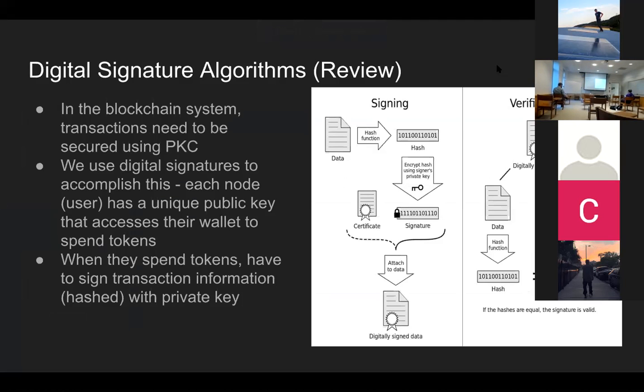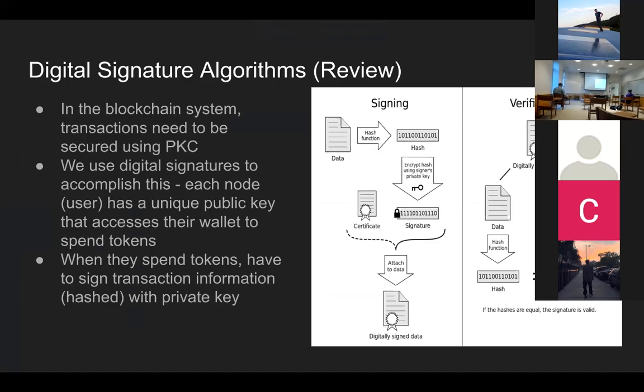So I talked a little bit about digital signature algorithms last time, but just to go over them again. In the blockchain system, transactions need to be secured using public key cryptography. So the idea is basically that if somebody wants to spend their tokens, send them to somebody else in the network, in order to make sure that it's not somebody else just arbitrarily spending your money, you need to sign it with your own private key. And we use digital signatures to accomplish this.